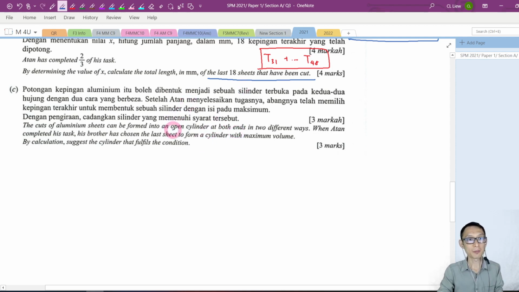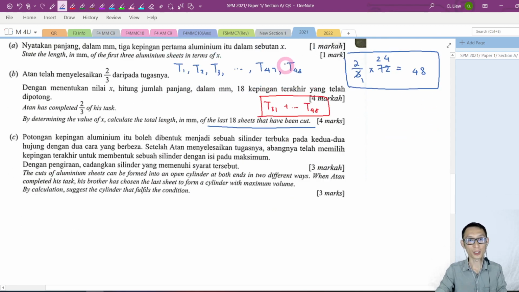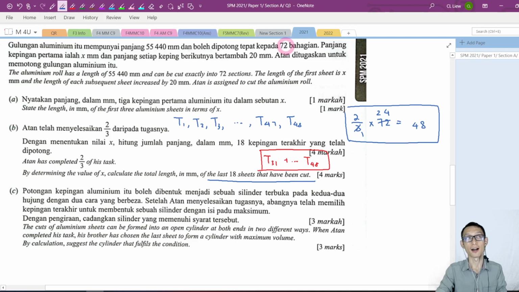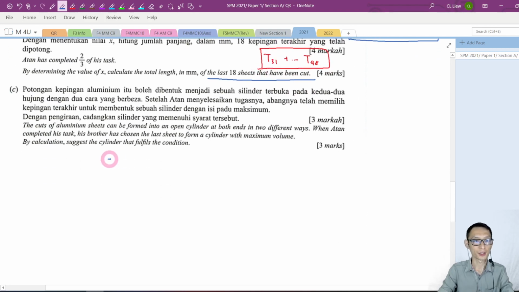Now, let me find the length for the large sheet of aluminum first. So total is 72, right? So this is the large sheet will be T72. T72, a plus n minus 1 d. Okay, this is 1480.